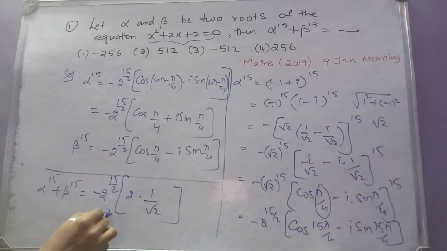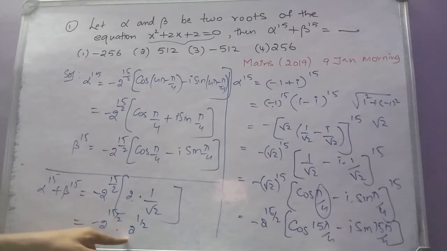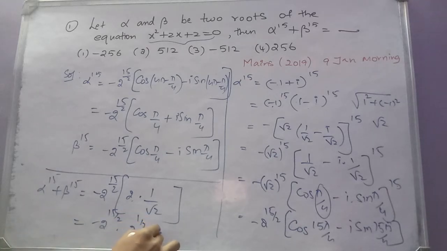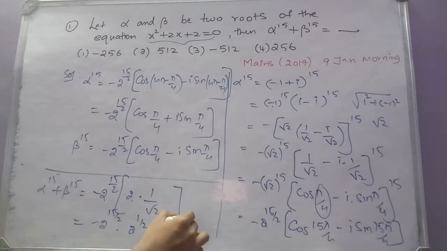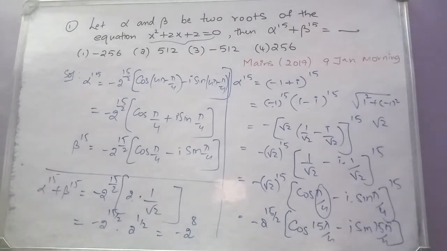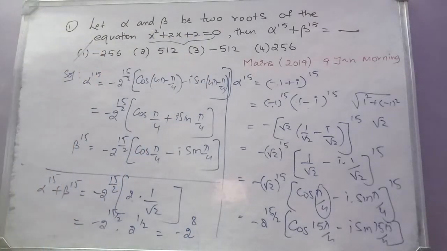So minus 2 power 15 by 2 into root 2, and root 2 is nothing but 2 power 1 by 2. So use the a power m into a power n formula. You'll get minus 2 power 15 by 2 plus 1 by 2, which is 16 by 2, which is nothing but 8. So minus 2 power 8 is our answer. Minus 2 power 8 is 256. Therefore the answer is the first option. Alpha power 15 plus beta power 15 is minus 256.